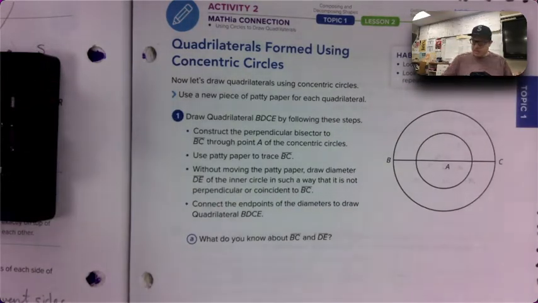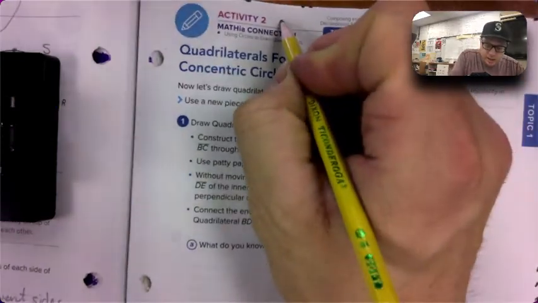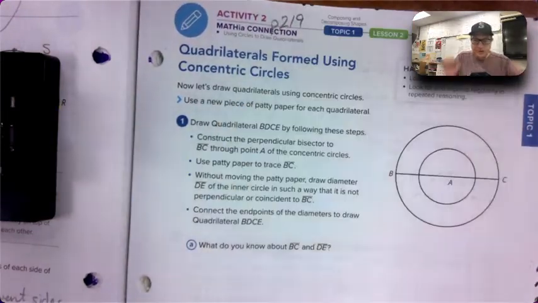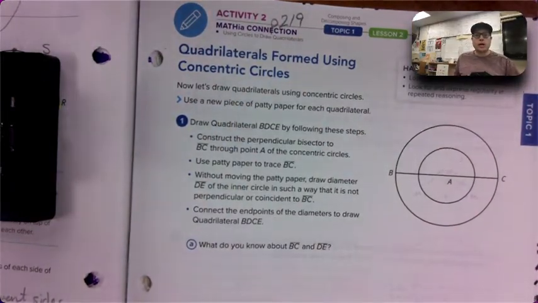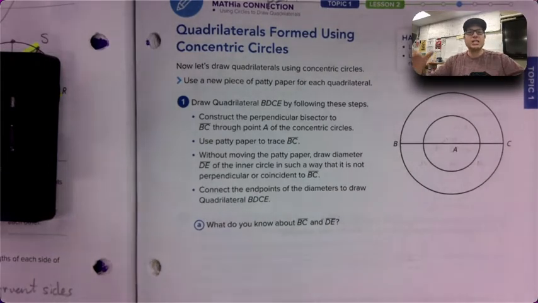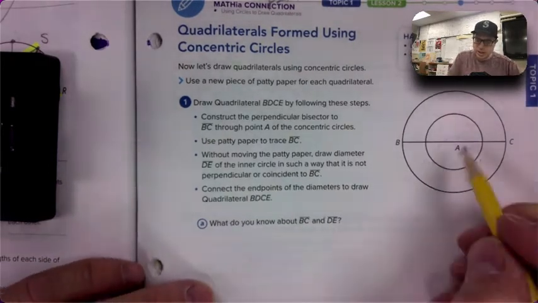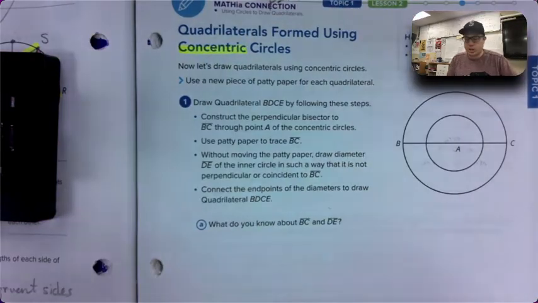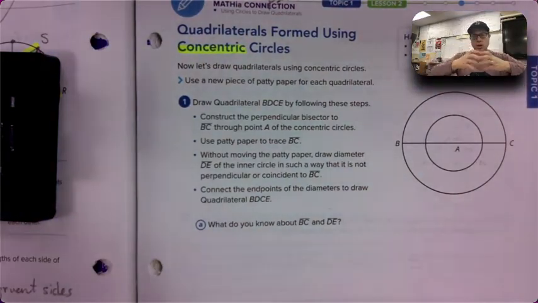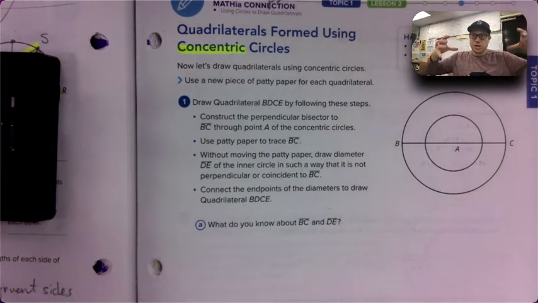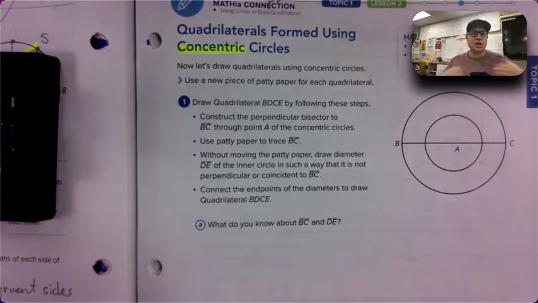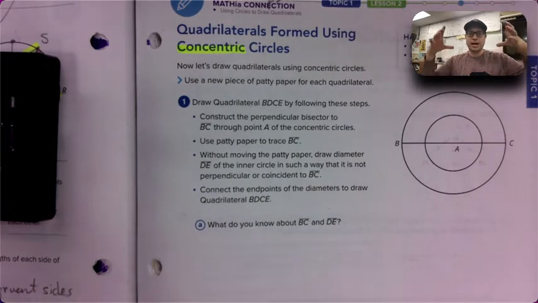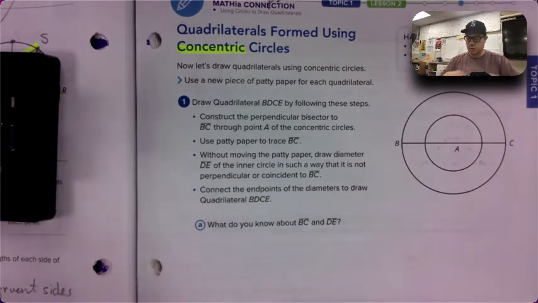Now, this is page 219. Please join me there in your own workspace. We're going to talk about quadrilaterals that we can form using concentric circles. So concentric, that's a word to highlight. Concentric just means like smaller to bigger. We have one shape on the inside. Think of the Target logo. The Target logo, not a sponsor, is made by having an outside circle, smaller circle, smaller circle.